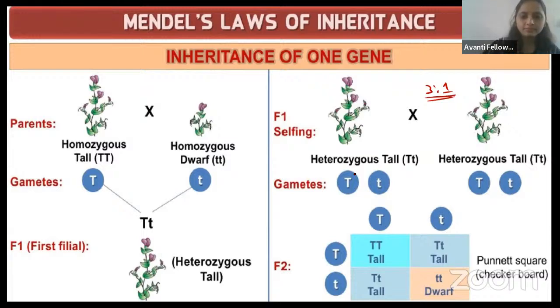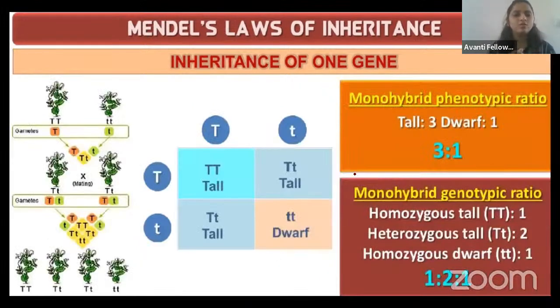Okay. So now let us talk about the inheritance of one gene. Inheritance of one gene means here we are concentrating only on one character, that is the height of the plant. Okay, guys. So in the inheritance of one gene, the phenotypic ratio is 3:1. Remember. So here the cross between the tall plants, capital T and small t. We have got the F1 generation, that is capital T and small t. Okay, guys. So we have got the phenotypic ratio 3:1. 3 plants are tall, 1 plant is dwarf.